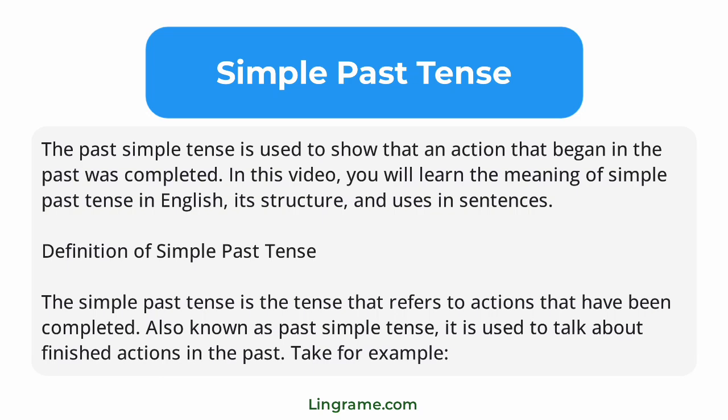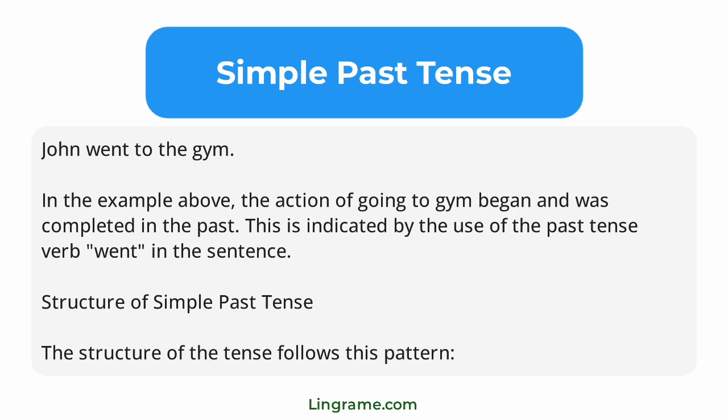The simple past tense is the tense that refers to actions that have been completed. Also known as past simple tense, it is used to talk about finished actions in the past. Take for example, John went to the gym. In the example above, the action of going to gym began and was completed in the past. This is indicated by the use of the past tense verb, went, in the sentence.